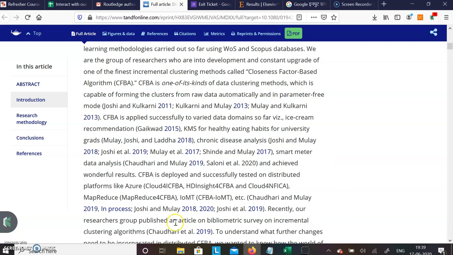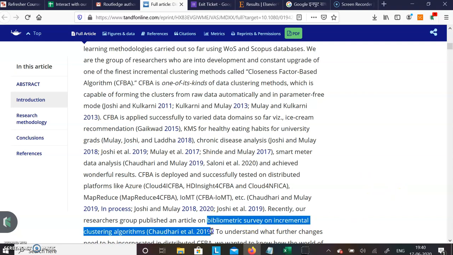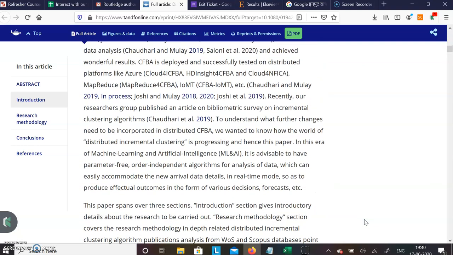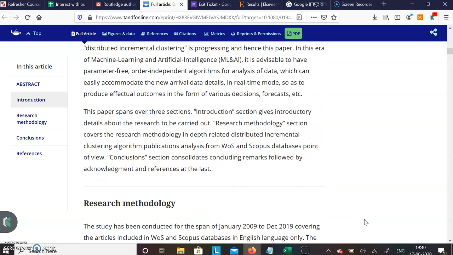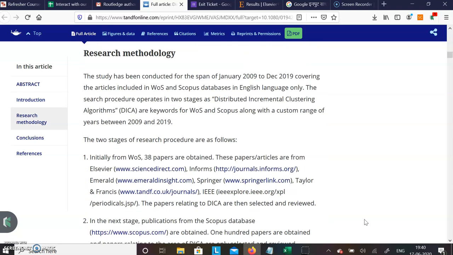In addition to that, we have also proposed IoMT, the Internet of Medical Things, and on that platform how CFBA will be useful and fit, which is also published recently. Before working on this particular paper, we also came up with a paper to understand how many researchers have worked on incremental clustering algorithms, and that is already published in a journal. So this is the introduction section, and these are the research methodologies which we have used in drafting this particular paper.